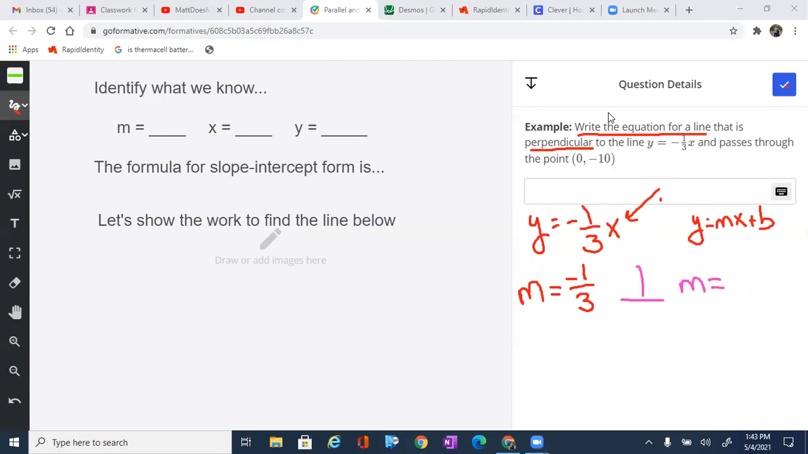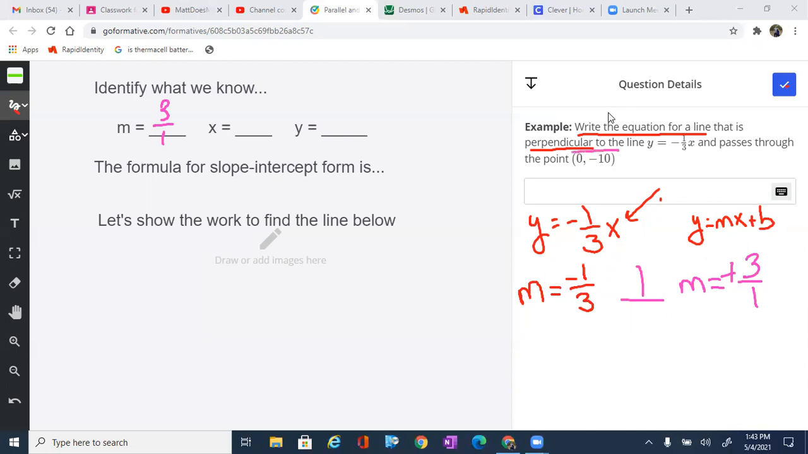Now what we're going to do is find the slope that is perpendicular to negative 1/3. All we need to do is take that fraction and flip it. So instead of 1/3, it is 3/1. And instead of being negative, it needs to be positive. So the slope must be 3/1, or just 3, depending on how we want to write it.